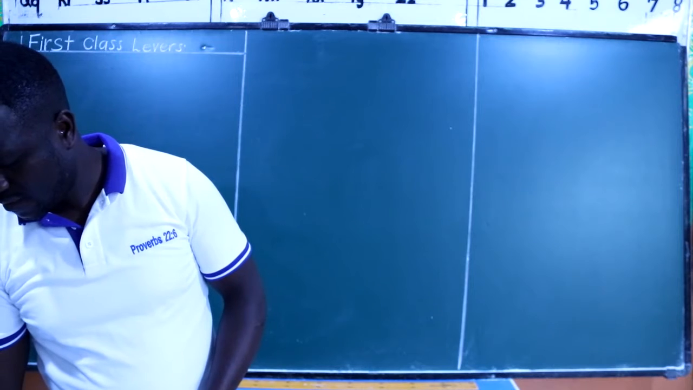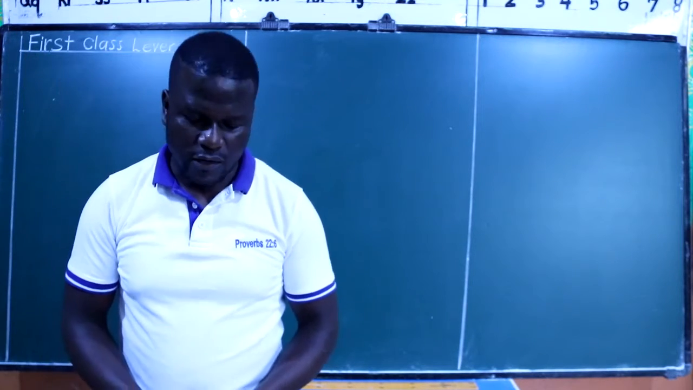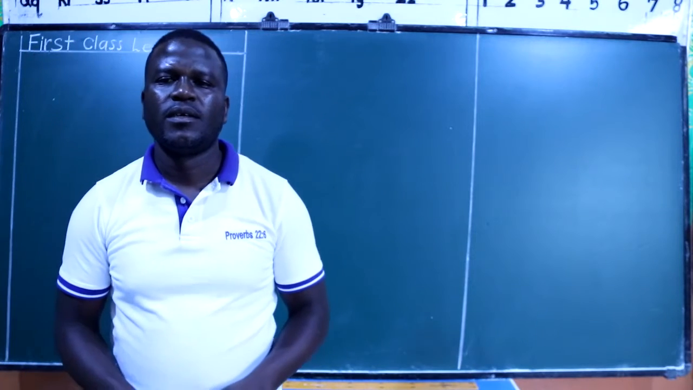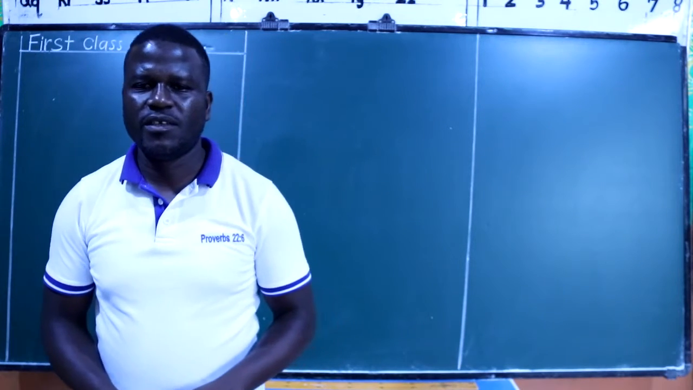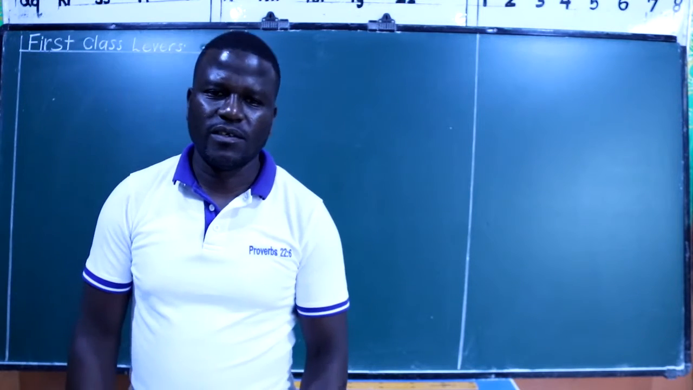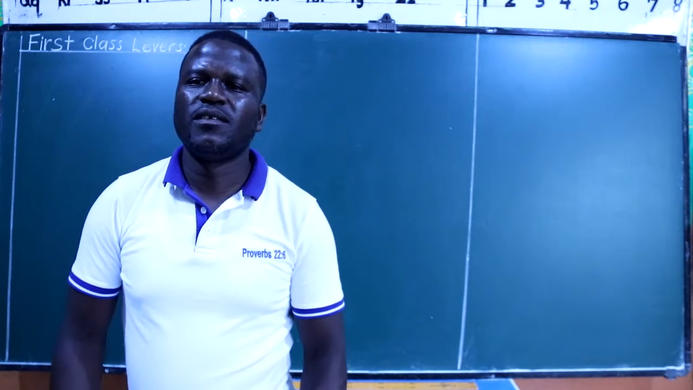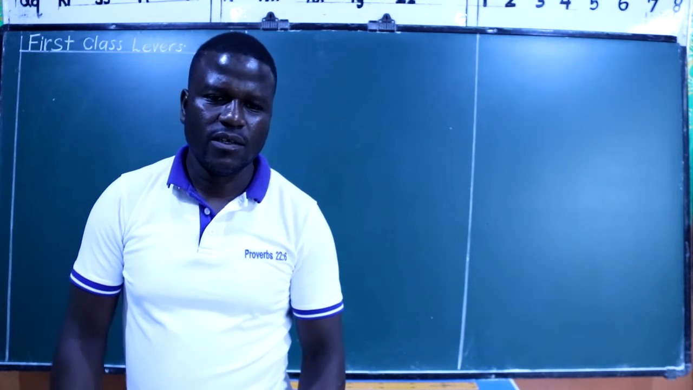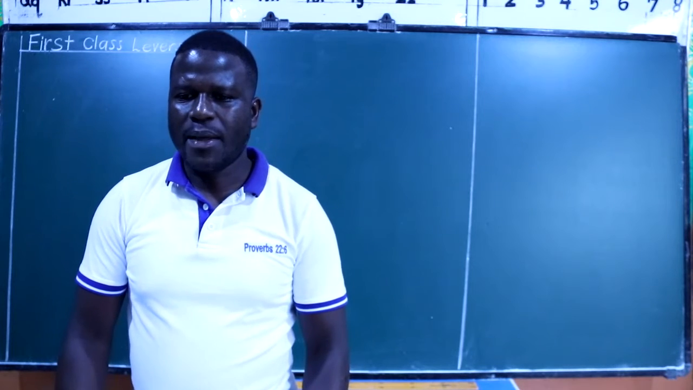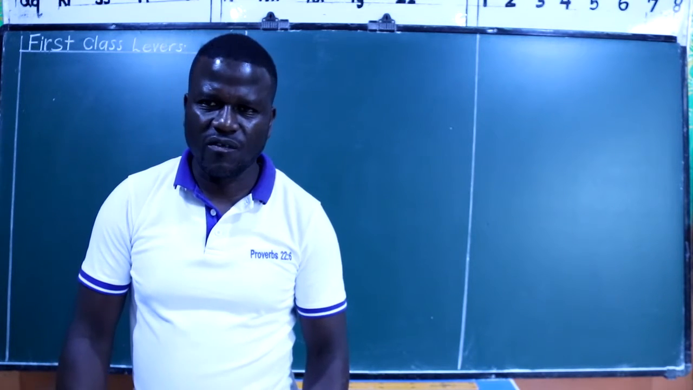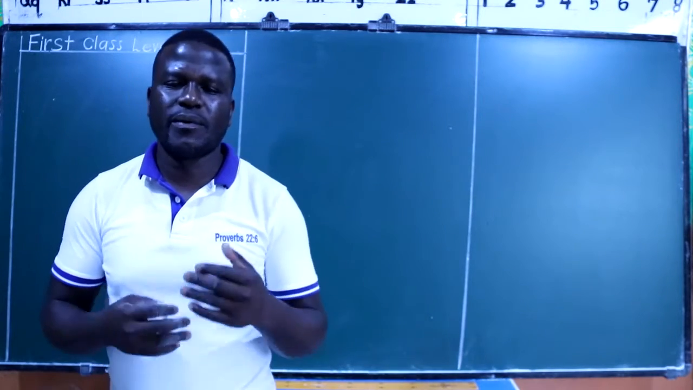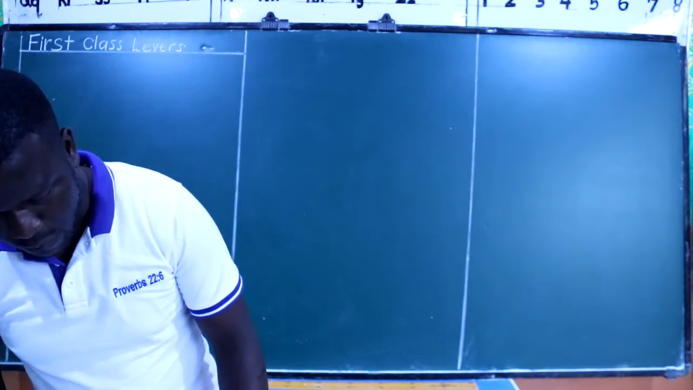Primary 7, term 2. In our previous lesson, we looked at a machine and we said a machine is a device that simplifies work. We said we have two types of machines: simple machines and complex machines. Simple machines are devices made up of few parts that simplify work. Complex machines are devices made up of many parts that simplify work.